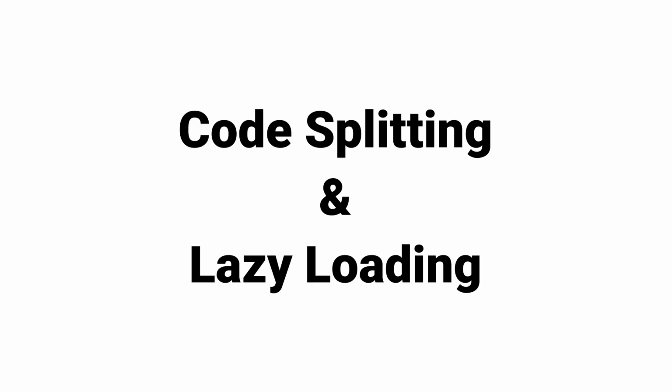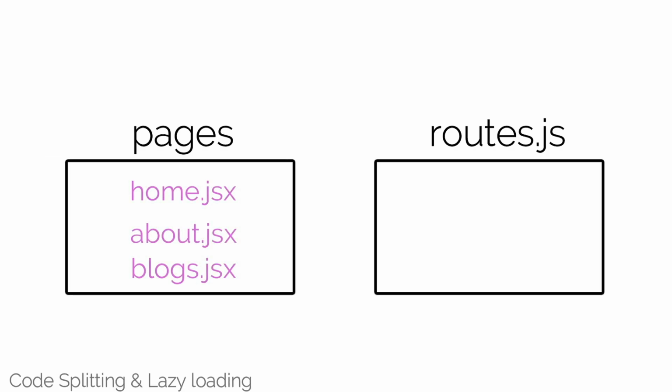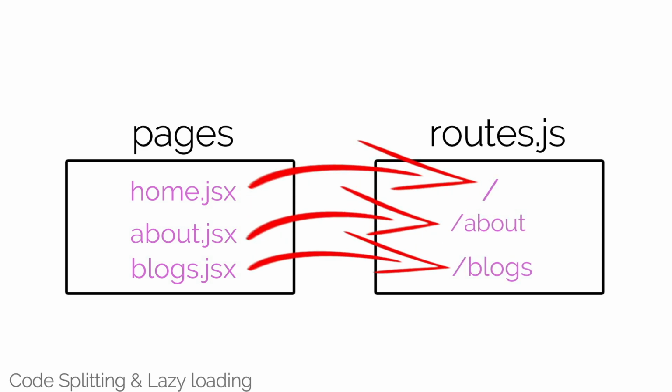Code splitting and lazy loading. React Router integrates seamlessly with code splitting and lazy loading techniques. This means we can load components and routes on demand, optimizing the initial load time of our application. It's especially beneficial for larger applications with numerous routes and complex component hierarchies.